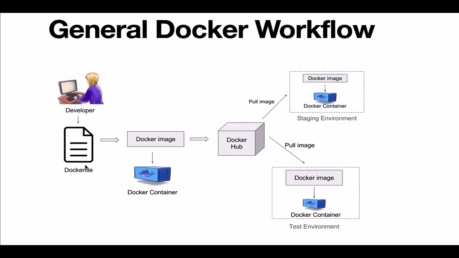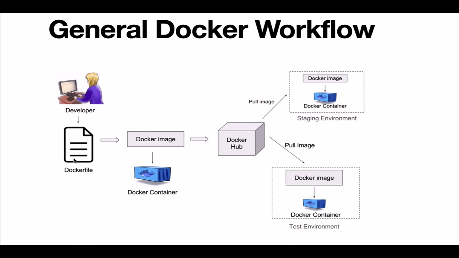Once we create a Dockerfile, next we can use the docker build command to build the Docker image. A Docker image is nothing but an executable package, and we can run this Docker image in a container. A Docker container is nothing but a running instance of a Docker image. This complete process is called Dockerization.